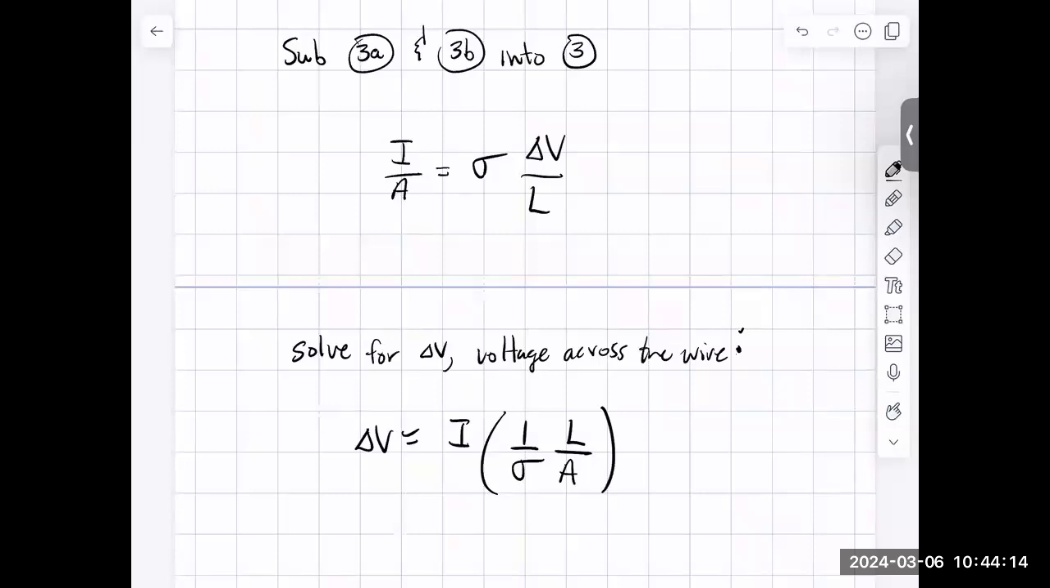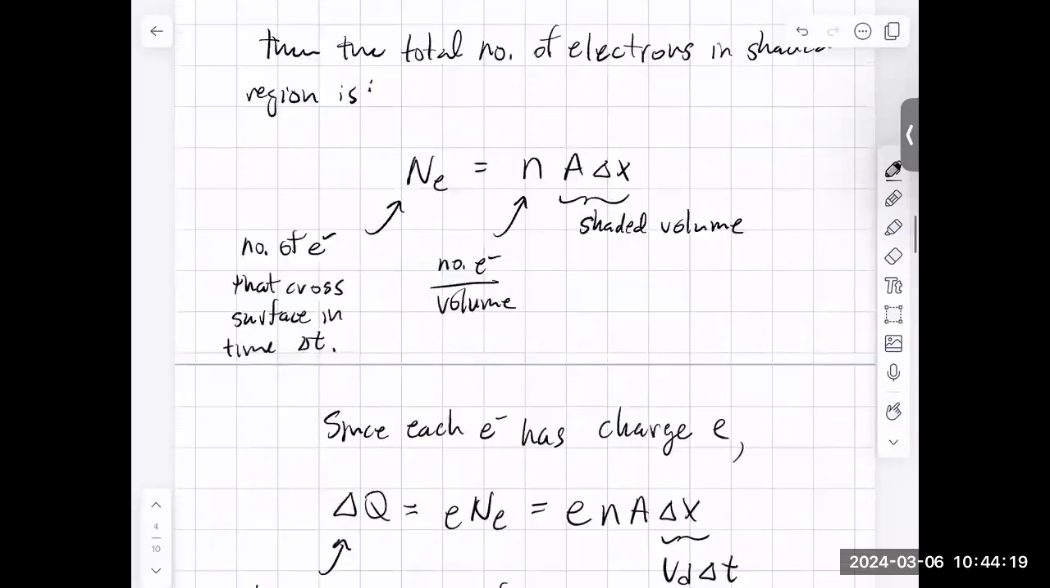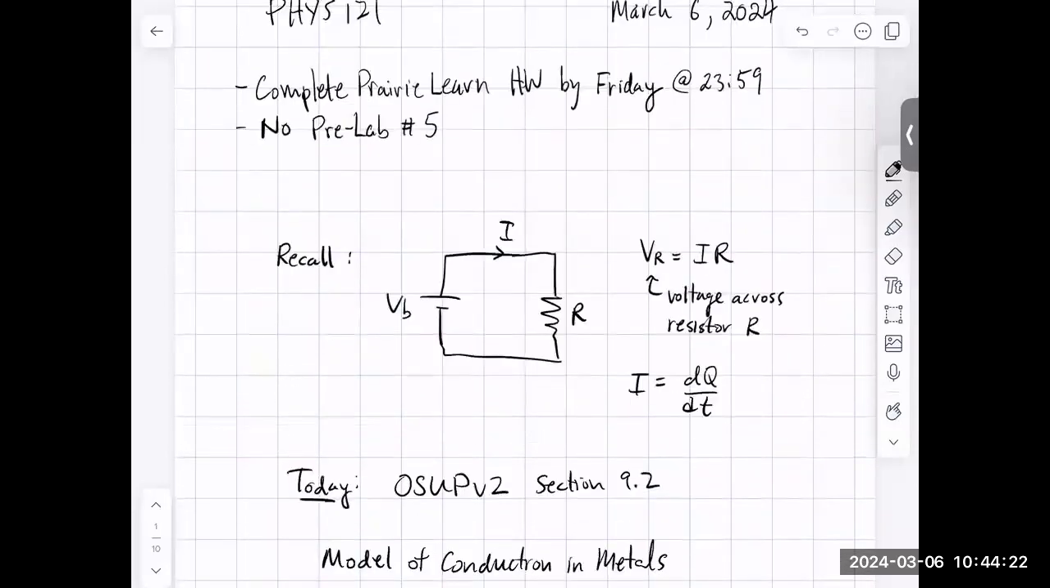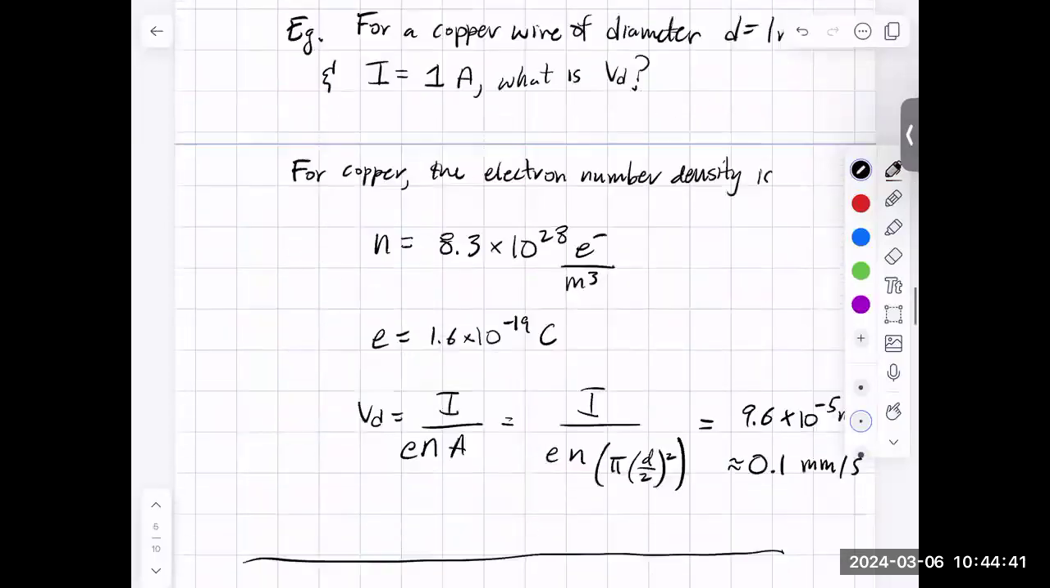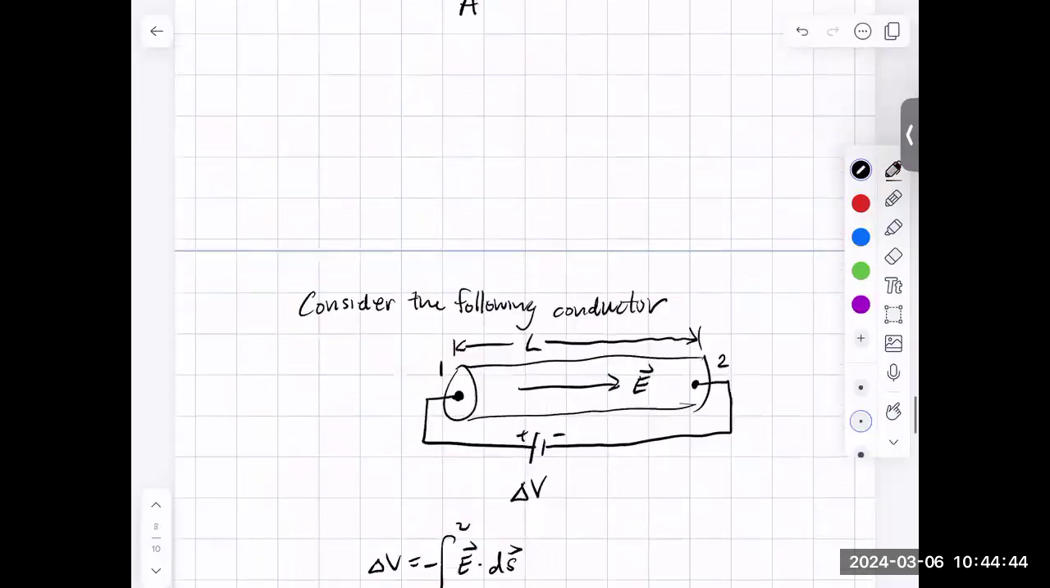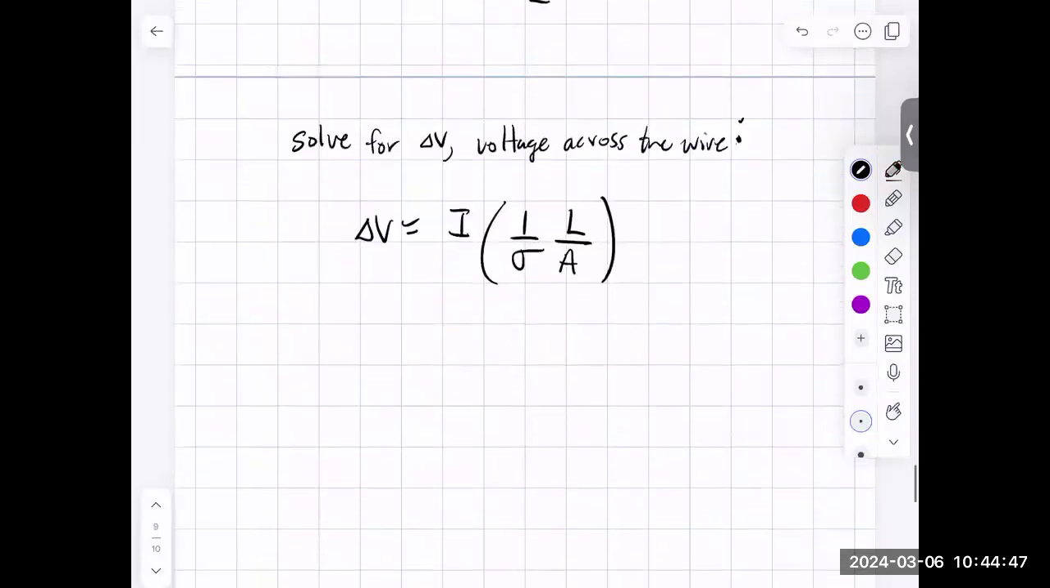Let's compare that to the very first thing we wrote down. In fact, we could go back and find it. The very first thing we wrote down at the beginning was this expression where the voltage across our resistor, or in a wire which is acting as a resistor, is just I times R. So now we've got another expression for that voltage across the wire, and it's right here. This must be equal to I times R.